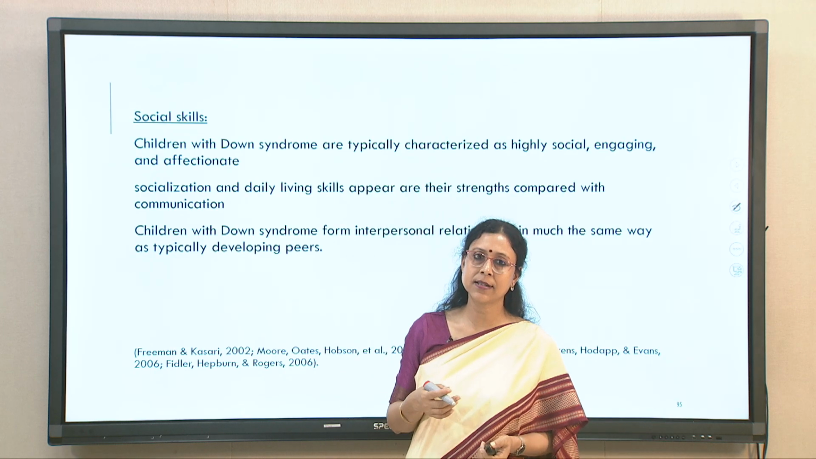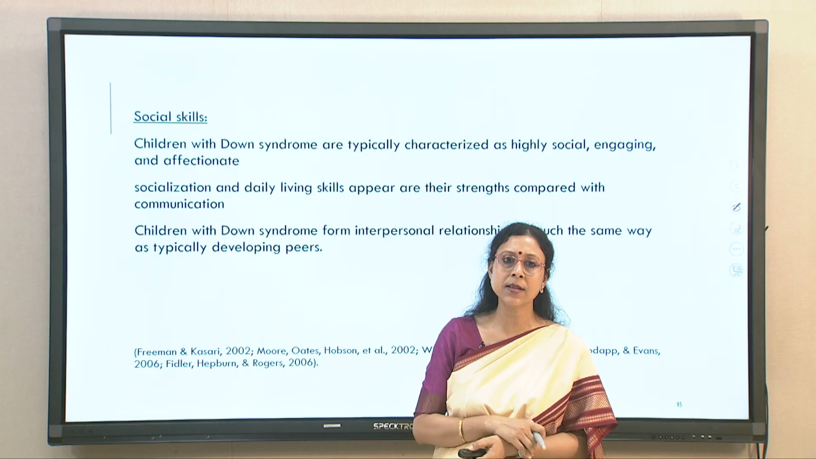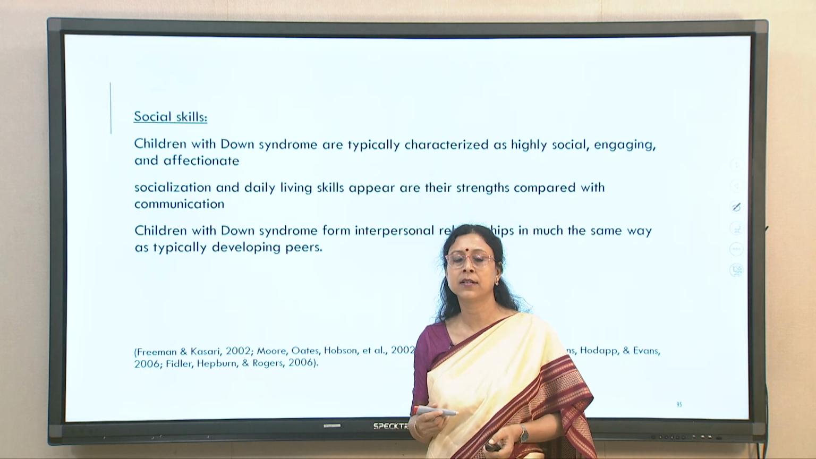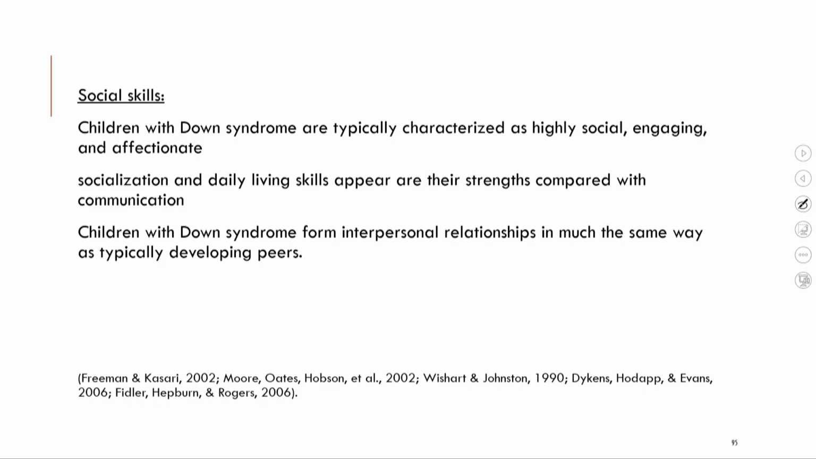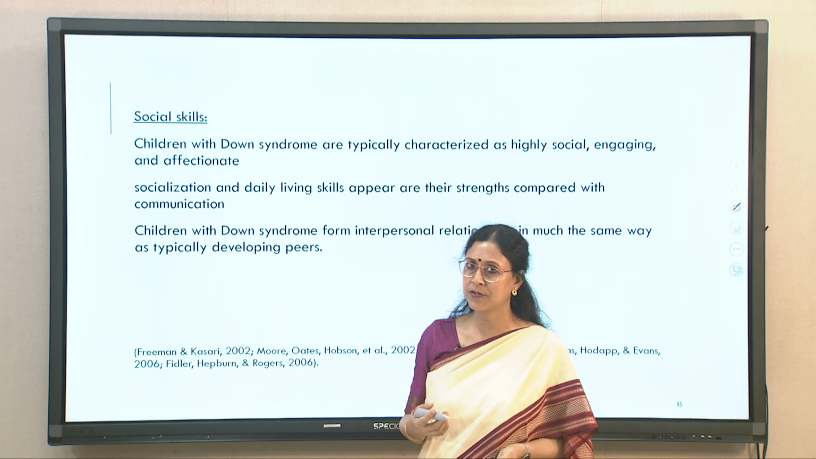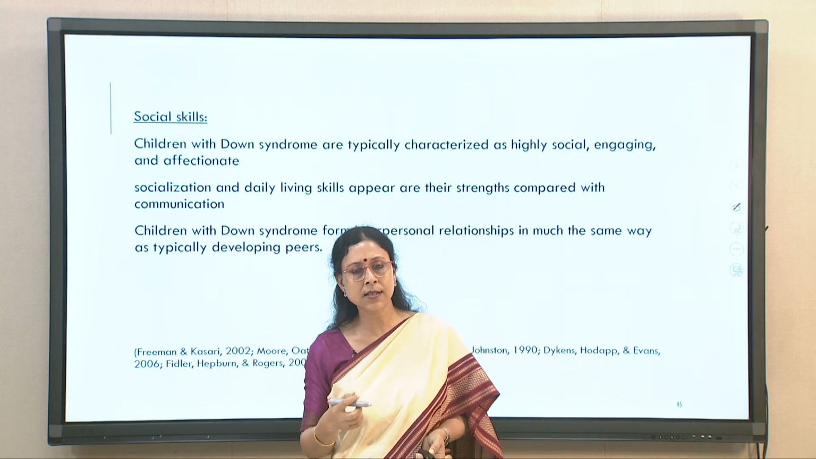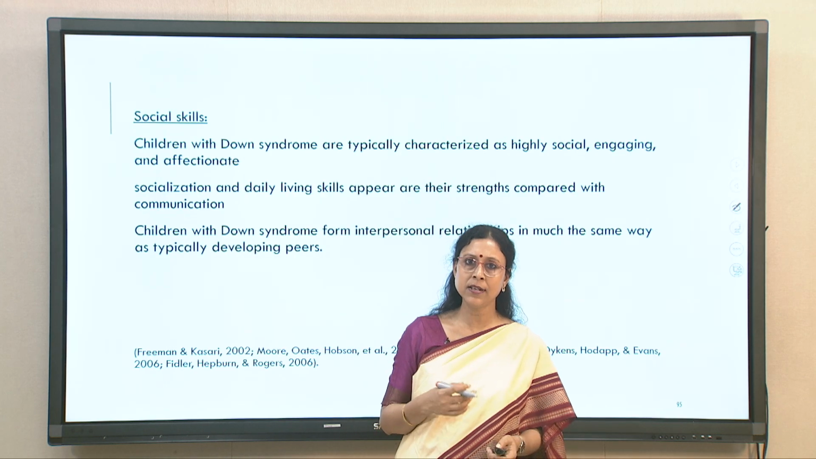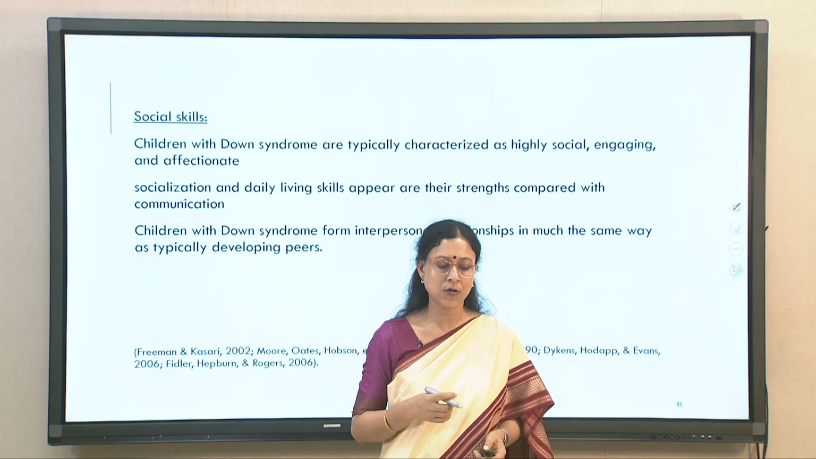So, these are the differences and similarities across disabilities. Socialization and daily living skills appear as their strength compared with communication. Children with Down syndrome form interpersonal relationships in much the same way as a typically developing child. Just the way other children make friends and engage in social activity. On this scale, they do not show any serious disability when you compare them with the control group.